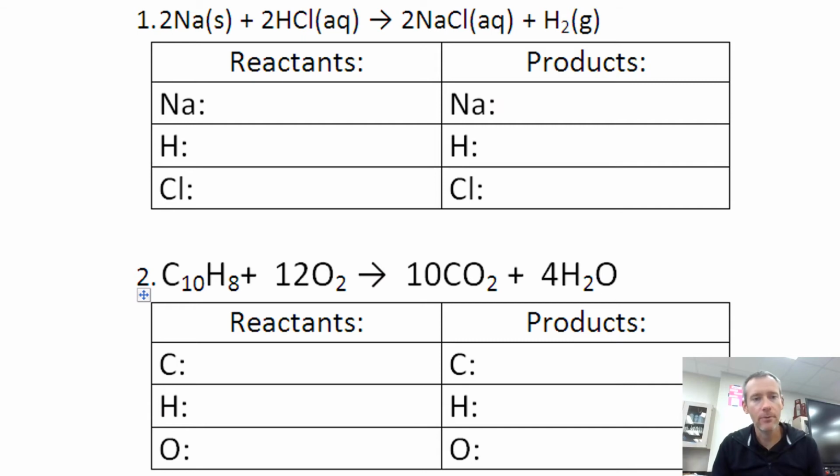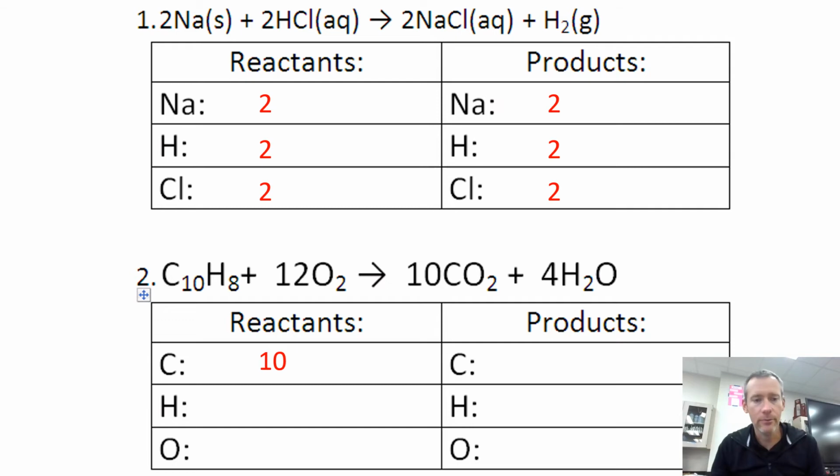So example 1 or problem 1, you have a 2 in front of Na, so you have 2 sodiums. You have a 2 in front of HCl, so it's 1 times 2 is 2, and 1 times 2 is 2. So you should have 2, 2, and 2 for Na, H, and Cl. And on the product side, you should have 2 hydrogens, and you should have 2 chlorines. These should equal together because they are balanced reactions.